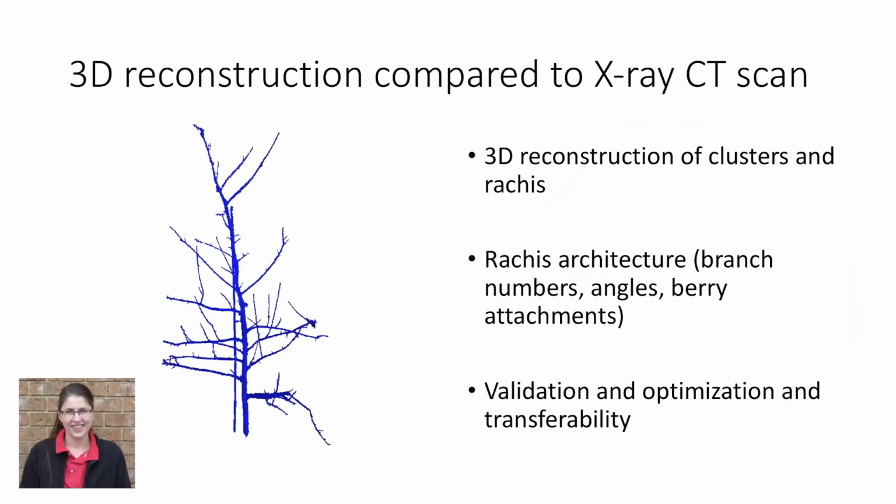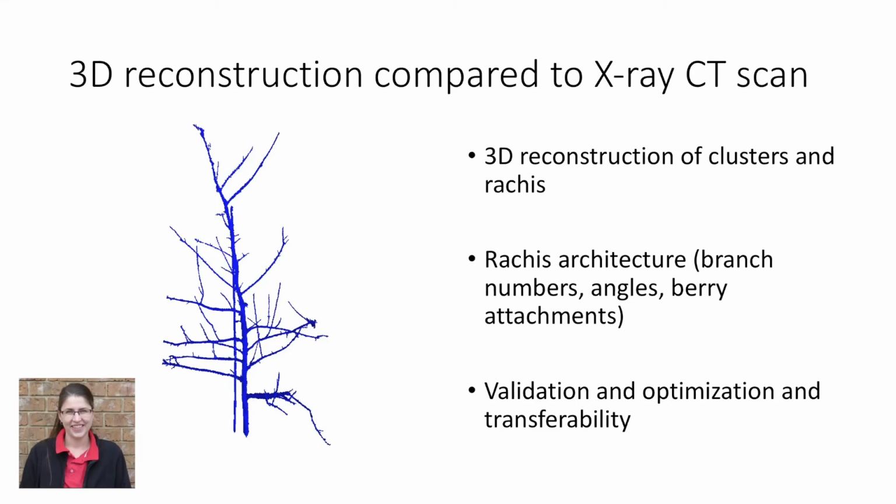Through these 3D reconstructions, we're anticipating being able to really look at rachis architecture better: branch numbers, angles, berry attachments. Some of the earlier studies that have looked at these in grapes were all done by hand. For example, there was a previous paper looking at rachis angle. Somebody actually went through by hand and measured every single rachis angle with a protractor. As you can imagine, that is time consuming, and when we're talking about high throughput methods, it's not really feasible.